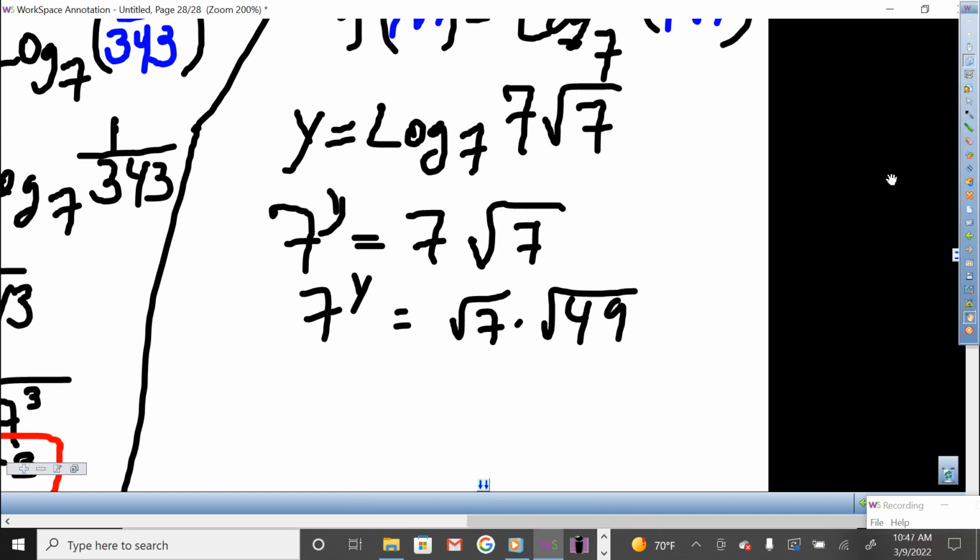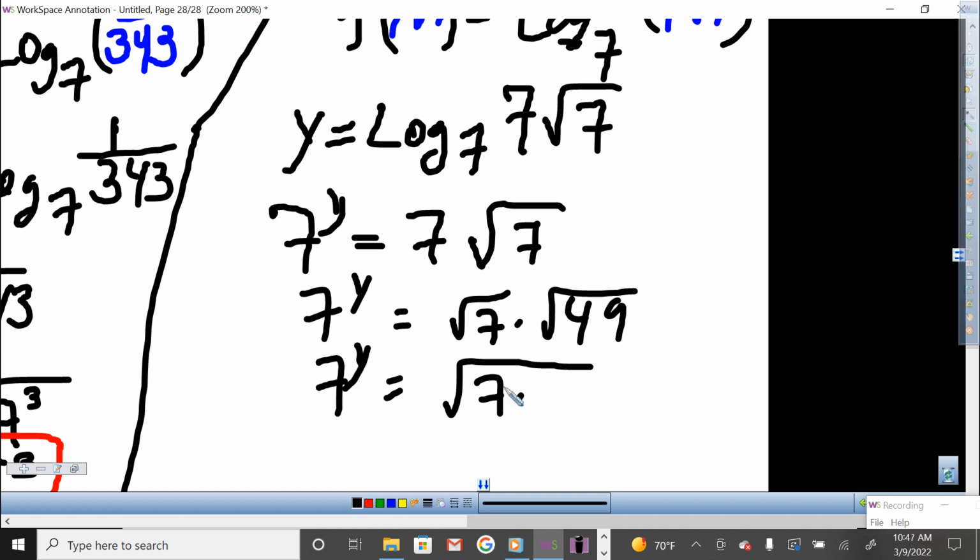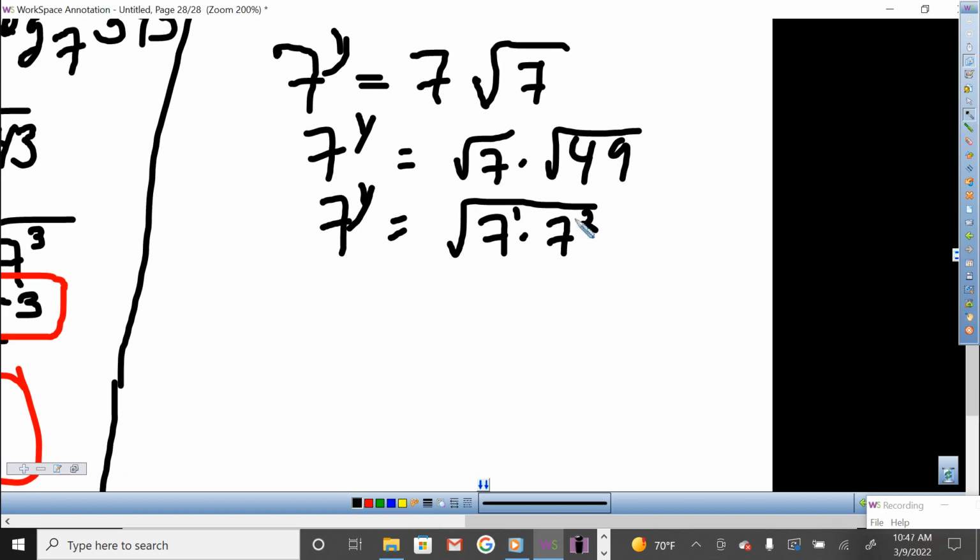However, we can rewrite this. So square root of 7 times, hold on. Instead of writing 49, can I write 49 on base 7? 7 to the what? Square. So now we have 7 to the first and 7 to the square, which means we have 7^y equals square root of 7 to the third. But we still have a dilemma. We have a square root.